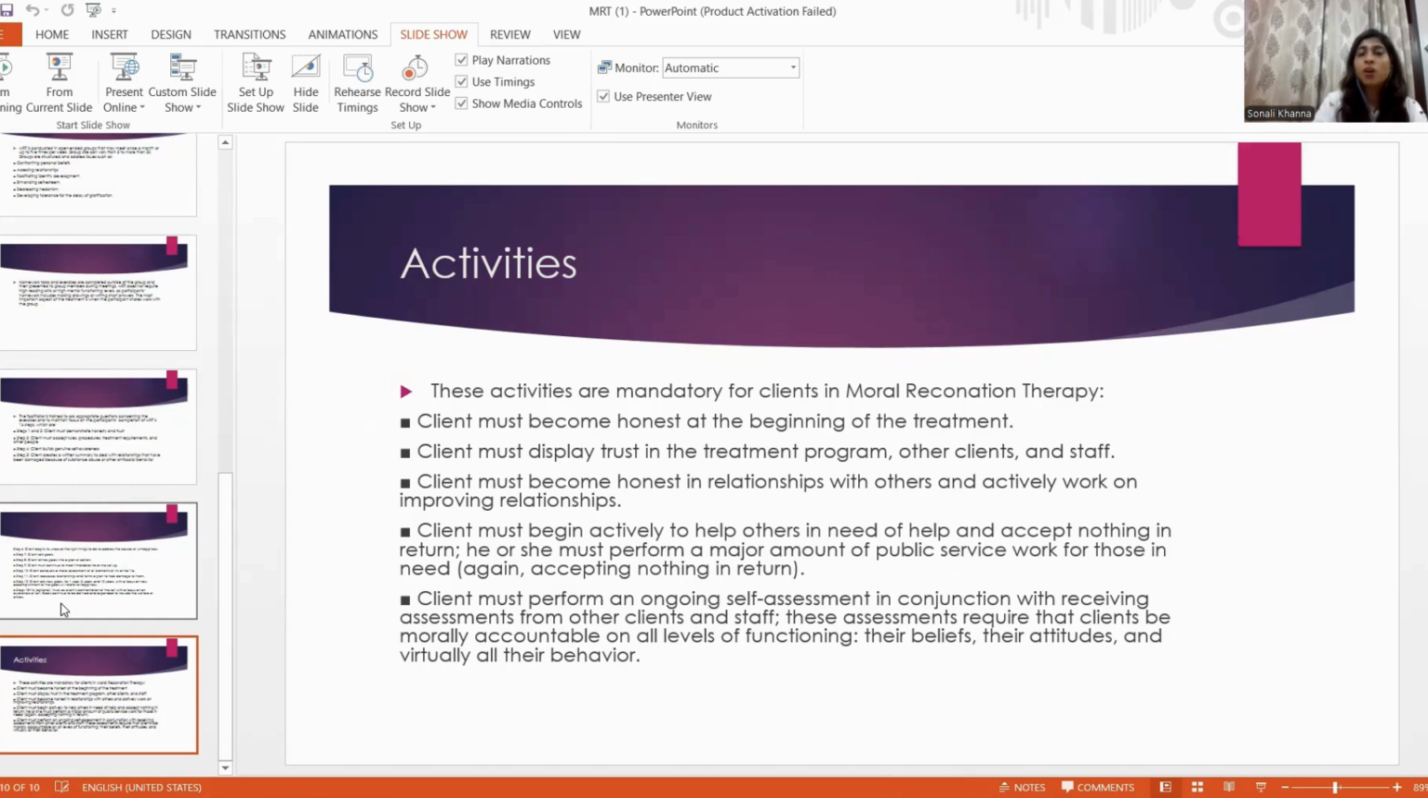Client must become honest in relationship with others and actively work on improving relationships. So if you've been asked how you will heal the damaged relationship, you must work on that particular healing, not just writing it out or telling, or not doing the hard work required for that. Client must begin actively to help others in need of help and accept nothing in return. Client must perform a major amount of public service work for those in need.